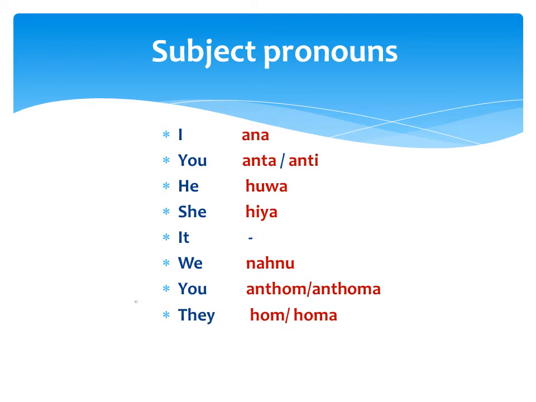Subject pronouns of English, and I'm going to translate them into Arabic. So, I, أنا. You, أنت أو أنتِ. He, هو. She, هي. It تستعمل لغير العاقل، للجماد وللمفرد، يجب أن يكون مفردا. ضمائر الجمع: we، نحن. You، أنتم، أنتما. They، هم or هما.